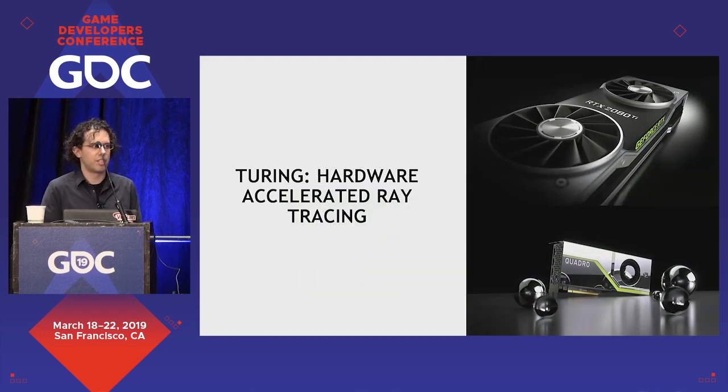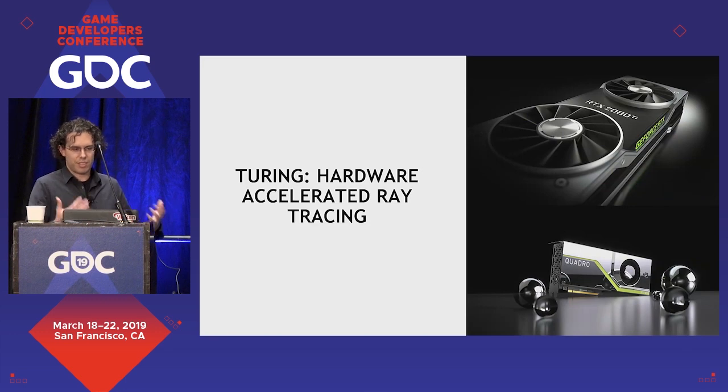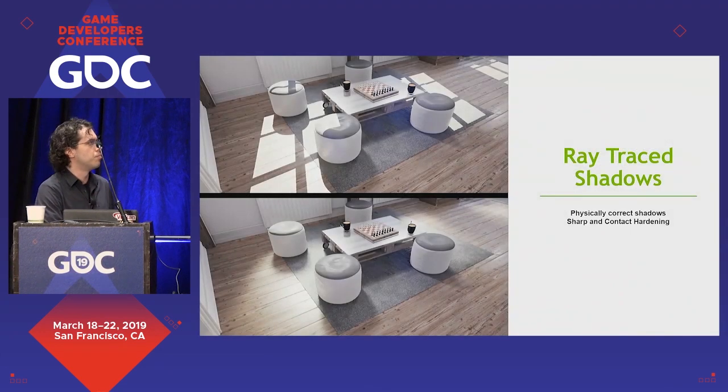And of course, in the summer of 2018, we launched Turing, which is our first GPU with hardware accelerated ray tracing. This provides an order of magnitude difference in terms of performance for tracing rays against the scene. We have these throughput numbers that we talk about of something like 10 gigarays per second peak throughput. And so this is an order of magnitude above what we could do before. And it allows for many more real-time applications to become useful.